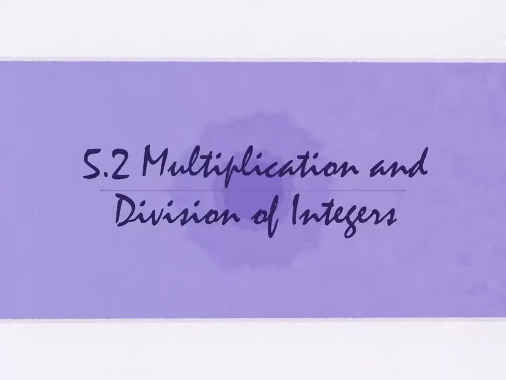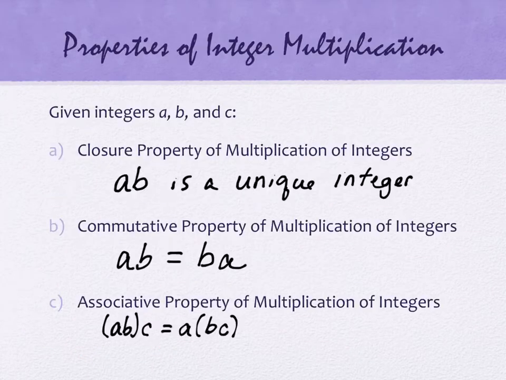Section 5.2, we started talking last time about multiplication and division with integers. In particular, we did the multiplication part. We also talked a little bit, I think, about absolute value stuff or inequalities. Properties, that's what we did. We talked about properties of integers. So we're going to take a look now at the division of integers.